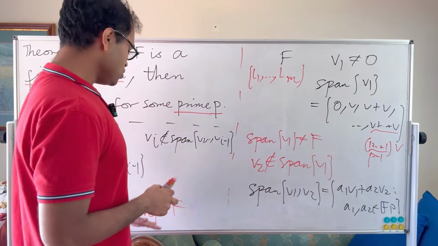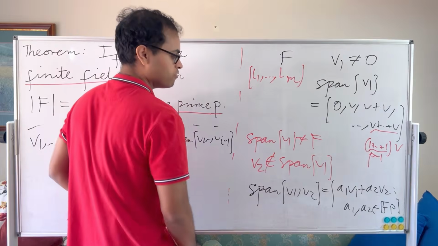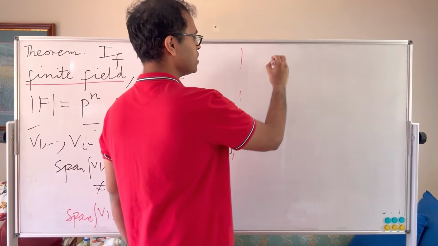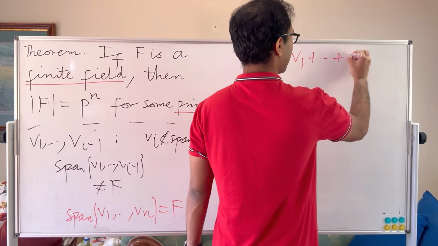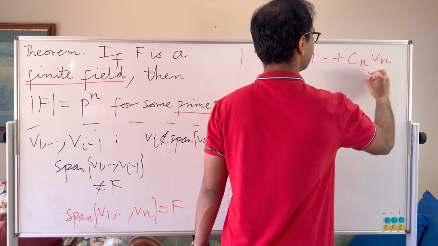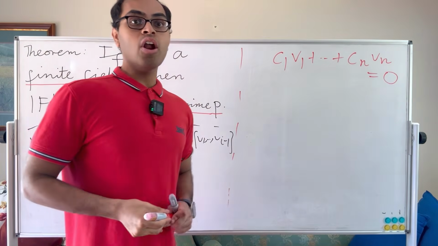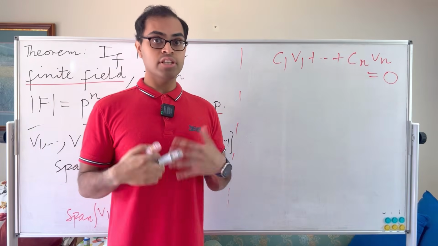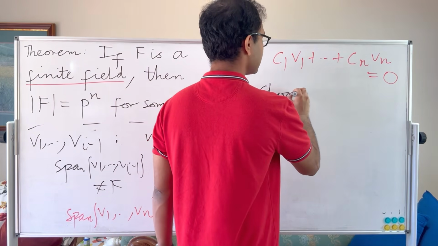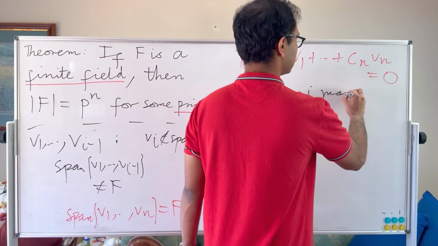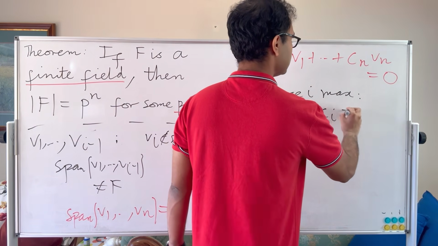And once you've done this, you know that they're going to be a basis for F. You know it's going to be a basis of F because what you can do is you can say that if they were linearly dependent, if C1 V1 up to, let's say, Cn Vn was equal to 0, and we know that not all the Ci's are 0 in this relation. We're assuming that not all the Ci's are 0. What you can do is you can choose the I maximal. So choose I max such that Ci is non-zero.